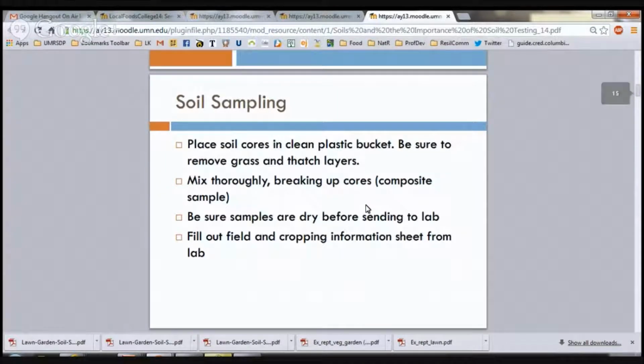Once you take all of your subsamples, you're going to mix them. That's why you want to make sure you have a clean plastic bucket. Then you're going to let those dry and break those up. That becomes your composite sample, or the sample that you actually put in the bag. And then, of course, you have to make sure that the appropriate paperwork goes with the sample. And of course, they want their money too, right? So checks, no cash.